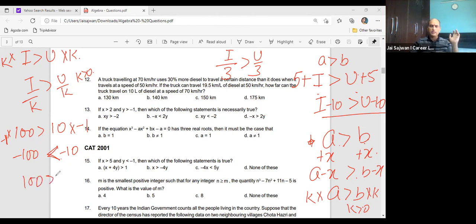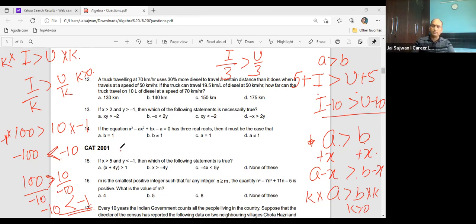Similarly, I know 100 is greater than 10. If I divide both sides by minus 10, my dear, when one comes out as minus 10, the second comes out as minus 1. Can I say minus 1 is more than minus 10? So the inequality is going to change whenever you multiply both sides by a negative value, or divide by a negative value. The inequality is going to change. Is it fine? This is all about the inequality.